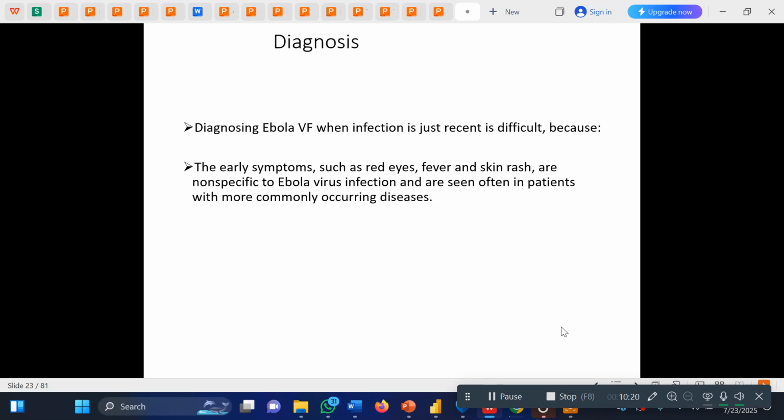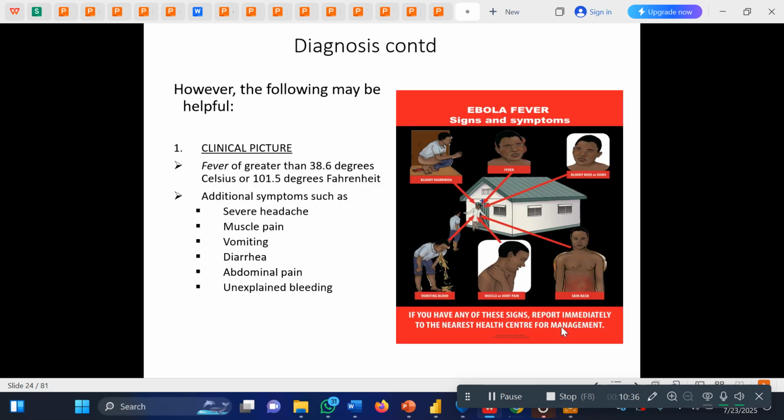Diagnosis of Ebola virus when infection is just recent is difficult because the early symptoms such as red eyes, fever, and skin rash are non-specific to Ebola virus infection and are seen often in patients with more commonly occurring diseases. Now, clinical picture: patients with Ebola virus present with fever, when you see fever of 38.6 degrees Celsius, with additional symptoms such as headache, muscle pain, vomiting, diarrhea with blood, abdominal pain, unexplained bleeding. This could be a pointer.